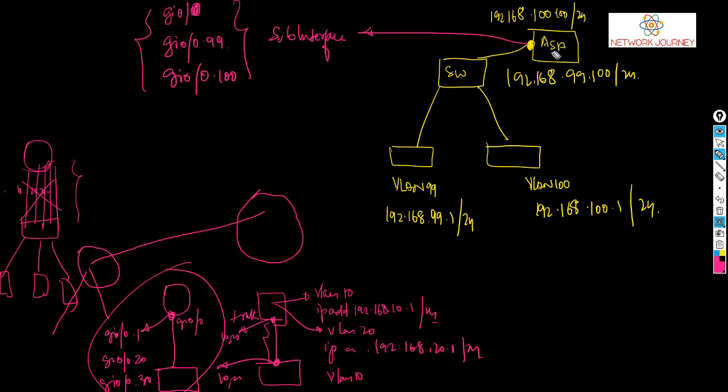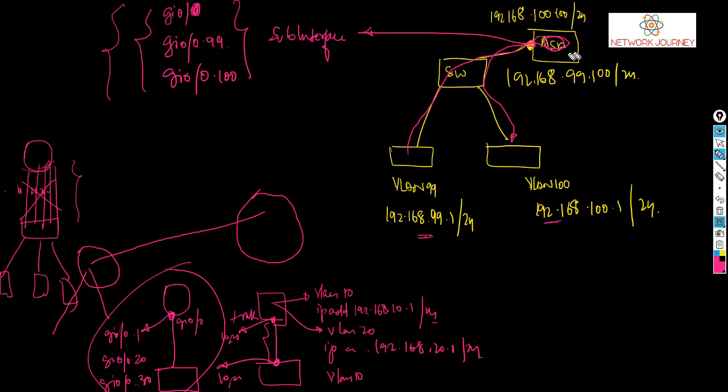So we are just making one of it once again here, just to prove that ASA supports inter-VLAN and ASA supports sub interfaces. Okay, so what are the tasks here? The task is simple: I have to ping from PC1 to PC2, so my traffic which goes over here gets processed and comes back to PC2.